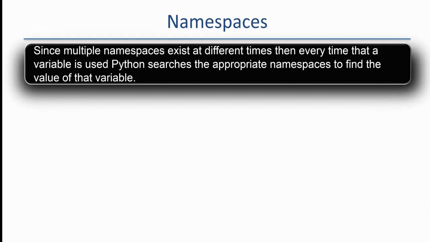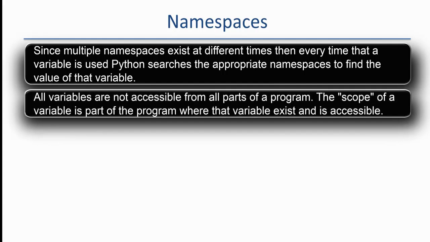Since multiple namespaces exist at different times, every time that a variable is used, Python searches the appropriate namespaces to find the value of that variable. This means that all variables are not accessible from all parts of a program. The scope of a variable is that part of the program where that variable exists and it is accessible.